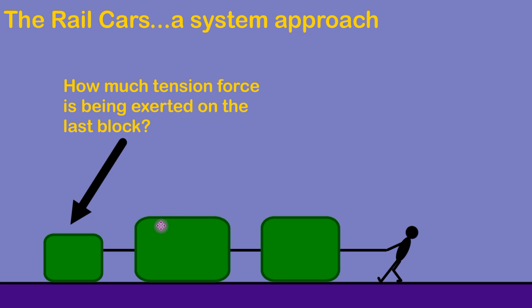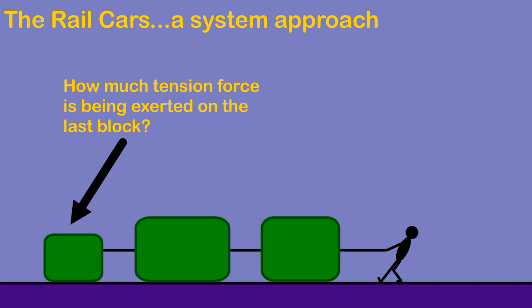Now, often these problems want you to investigate what's going on with one particular object instead of the whole thing. So in this case, we want to know how much tension is acting on this last block that's being pulled by this person in the front, and all of the blocks are being pulled by the person in the front. Now, in order to do this, we need to simplify things.